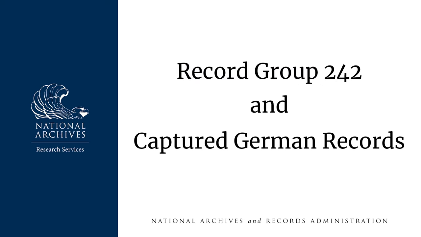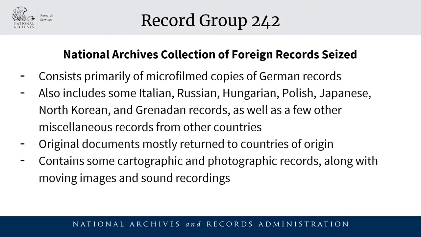First, though, we'll look more broadly at Record Group 242 to provide some context for the prisoner of war records. This record group is known as the National Archives Collection of Foreign Records Seized, and as the name suggests, it consists of records that were created by countries other than the U.S. The German documents in Record Group 242 were primarily seized during World War II. Most of these documents were microfilmed in the decades following the war, and the original records have been returned to Germany. NARA has custody of numerous microfilmed copies of these records.